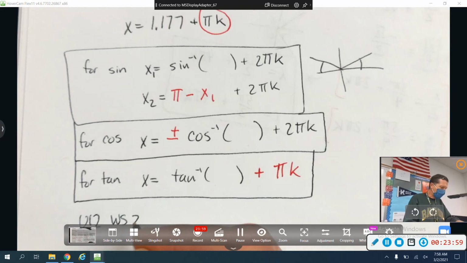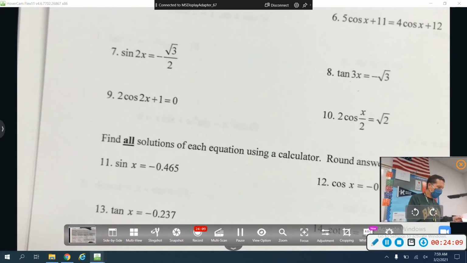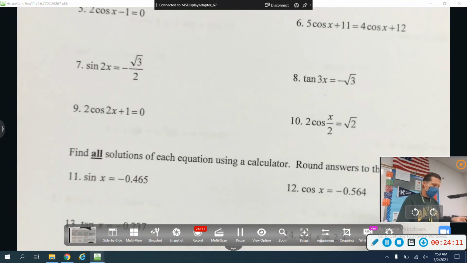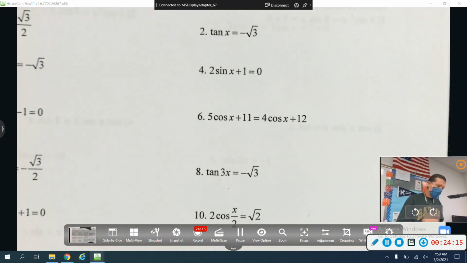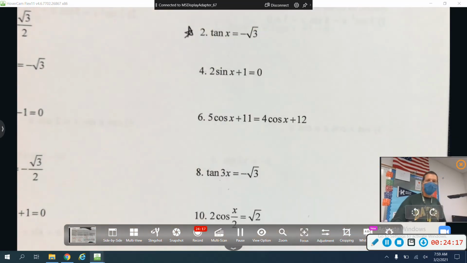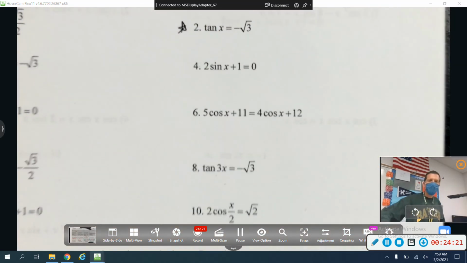All right, let's do a few together to make sure we're okay with this. So we're on worksheet 2. Why don't you try number 2 first. That should be a straightforward one. We'll just see if you remember what's going on. So try number 2 and then we'll go over that one.